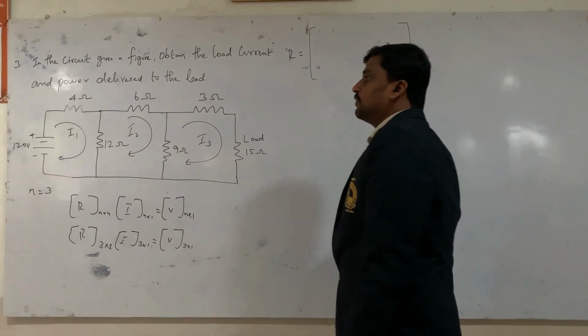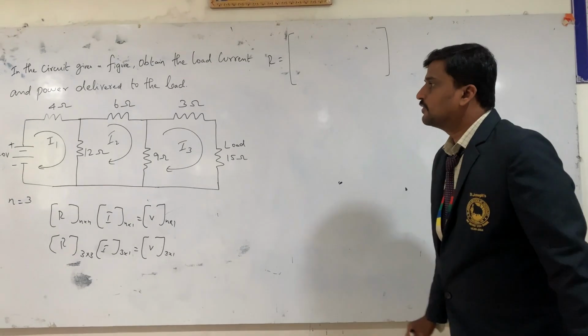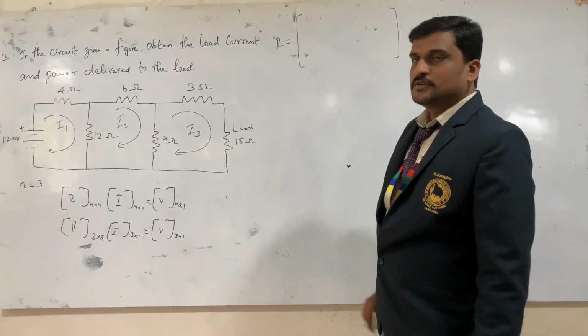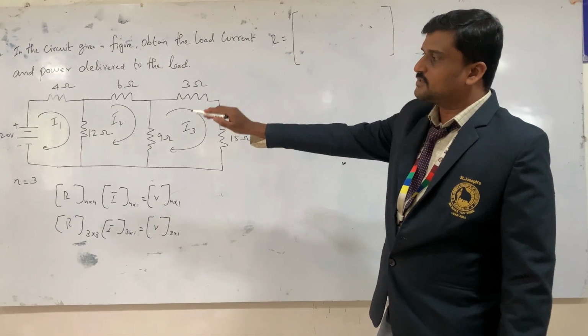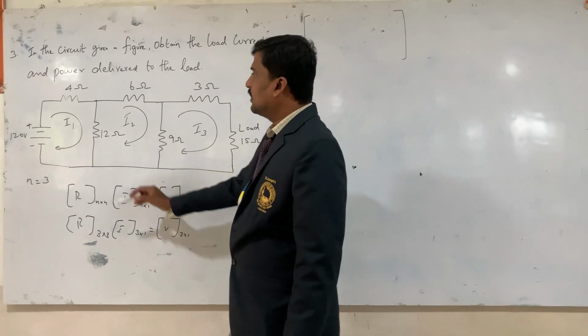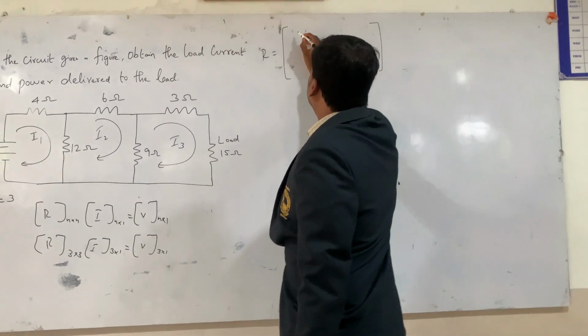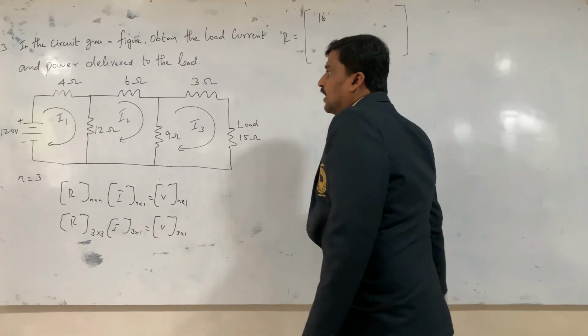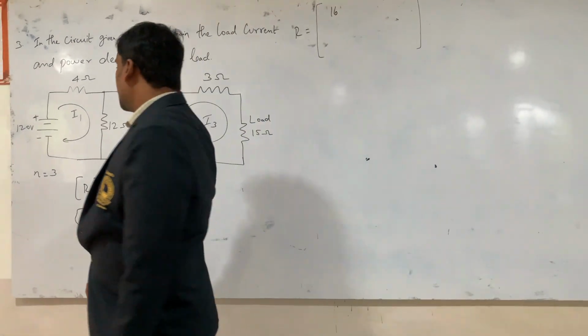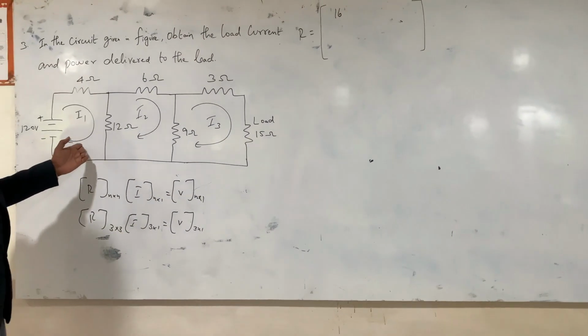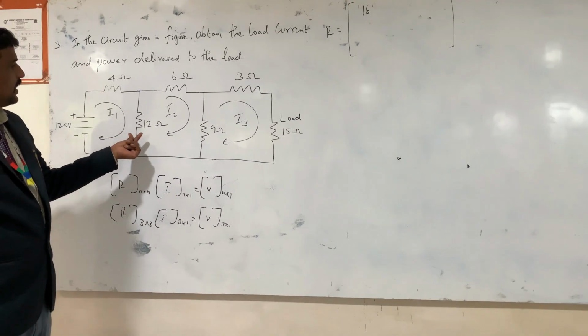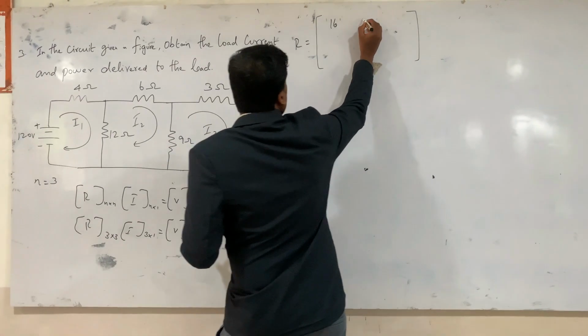So here the elements for the R matrix. So first R11. So the sum of all the resistors which is available in the loop 1, which is 4 plus 12. So it is 16. And next R12. So for first and second loop, the common resistor is 12. So here it is 12.